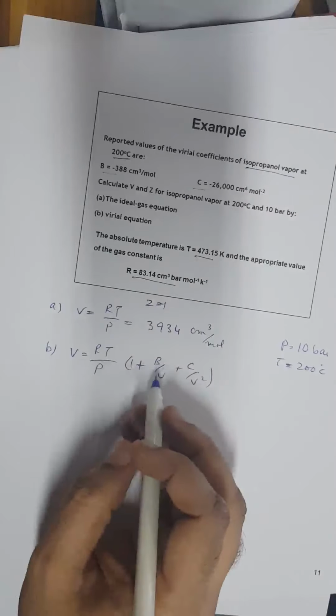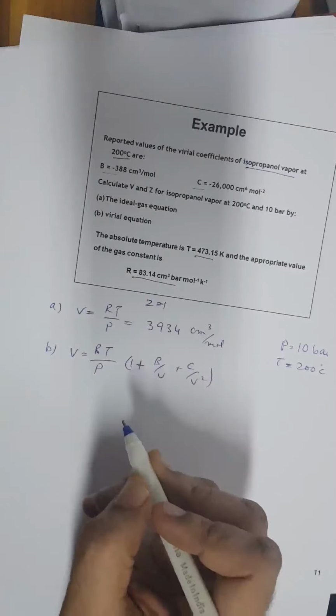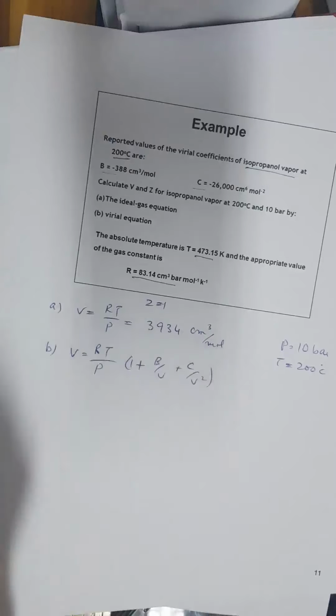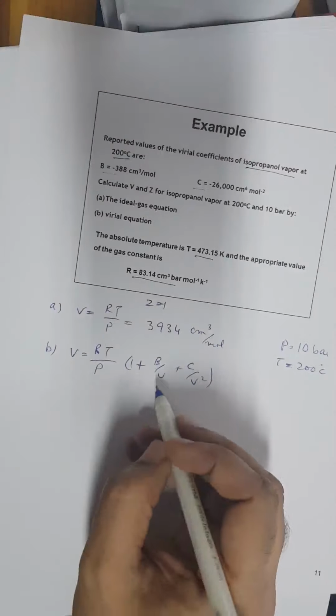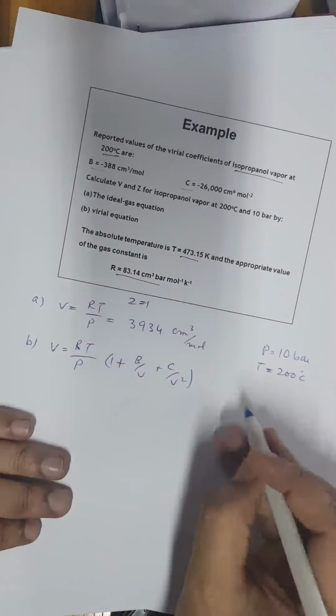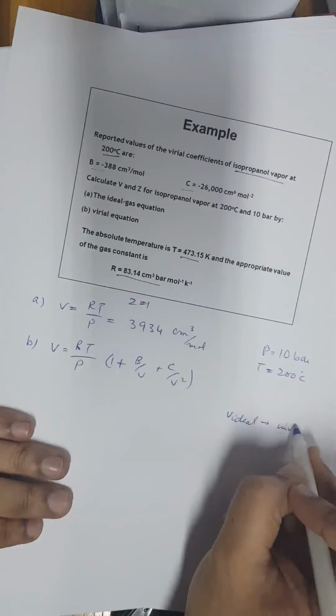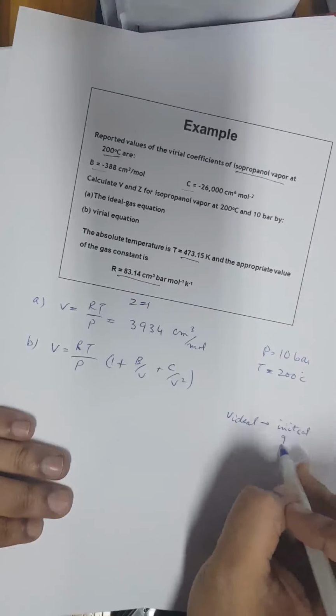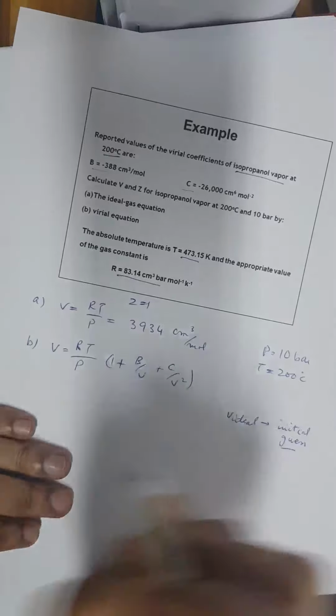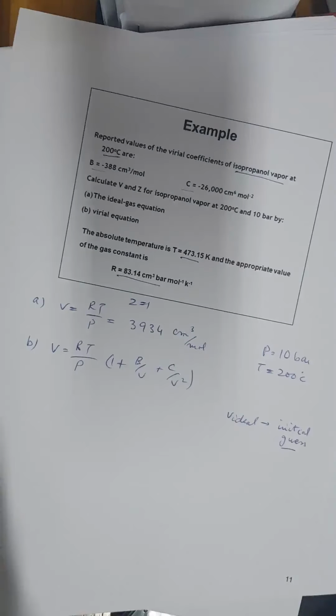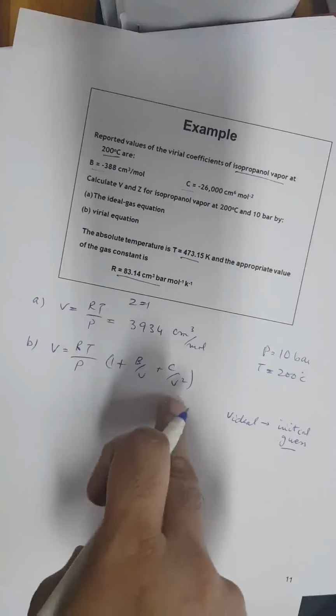So we can just plug in the values. Here we need to do iteration. You are familiar with how we can do the iteration. You can see it in my lecture notes as well, but it's too lengthy in order to solve the problem. So what we can do is take V ideal as the initial guess, and then plug in the value over here.